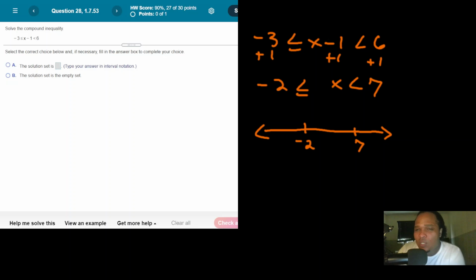You see how I switch it up? When you go from left to right, you know this symbol means less than. That symbol means greater than. If you just read it from left to right, you can't go wrong. But try to get into the habit of switching that up too. So negative 2 is less than or equal to x. So therefore, x is greater than or equal to negative 2. So if it's greater than or equal to negative 2, it's going to look like this.